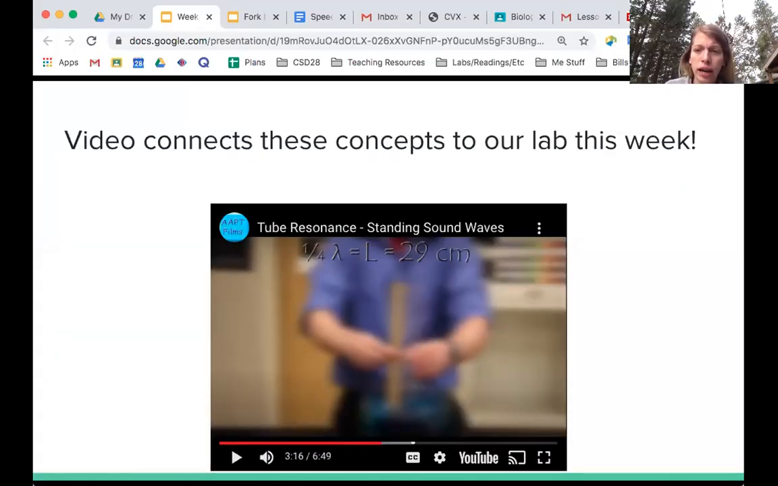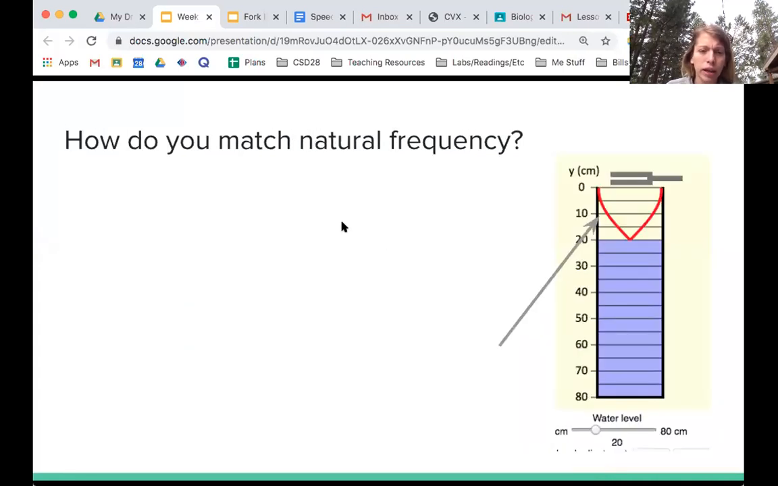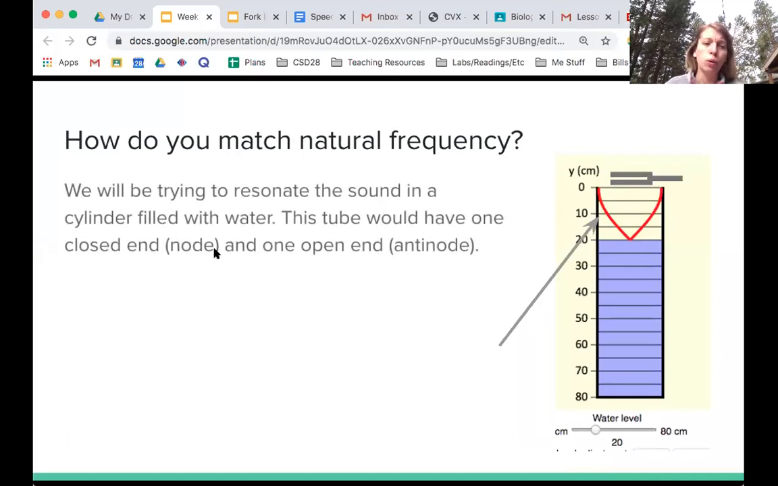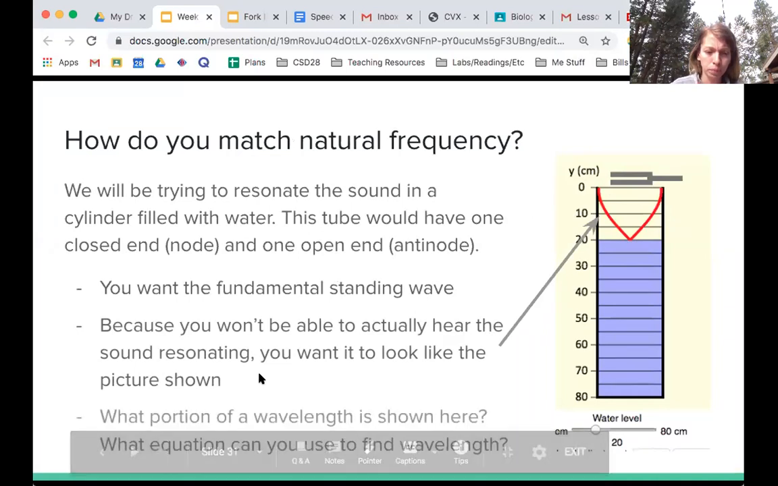So next thing we'll look at, move on with our slides. There's another video kind of showing that, is matching the natural frequency. If you remember from what we've been doing the last week, for an open tube, we would have one open end, an antinode at the top, and one closed end, a node where it hits the end or the water in this example. So to look at that, if we think about what our fundamental standing wave would look like, this is what it would look like when we match that resonance or when we match that frequency.